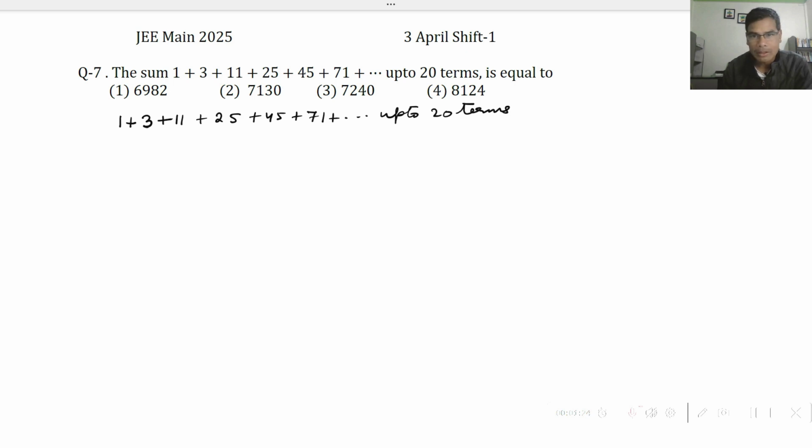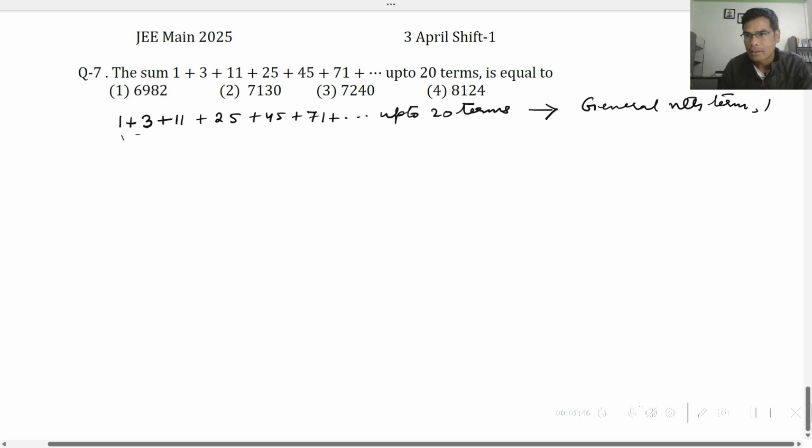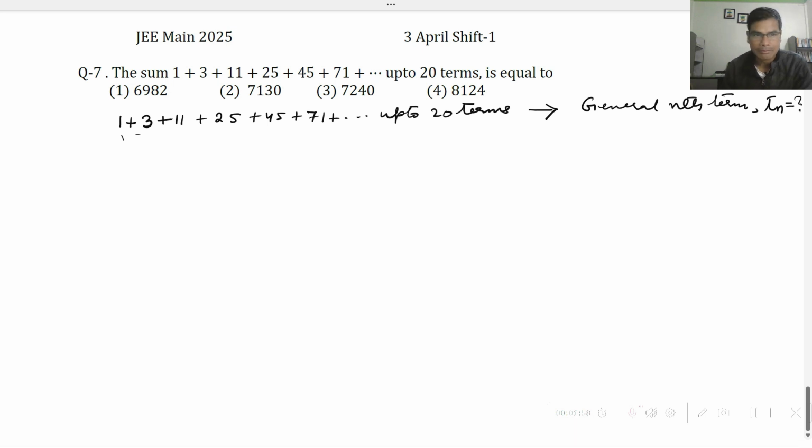Since all those terms are not given, the easiest way to find them is to know the general nth term of the sequence, which is formed by taking the terms of this series. If we denote the general term as t suffix n, then t suffix n is equal to how much in general? Now how to find that general nth term?